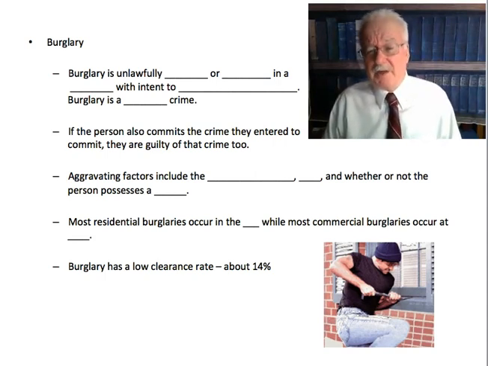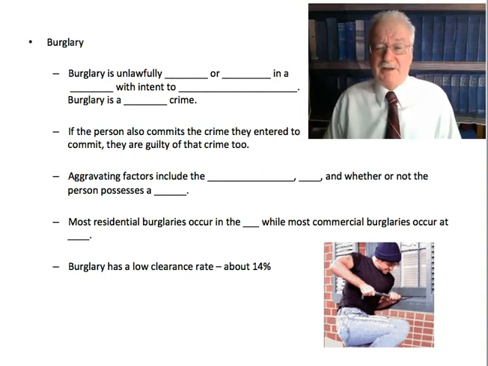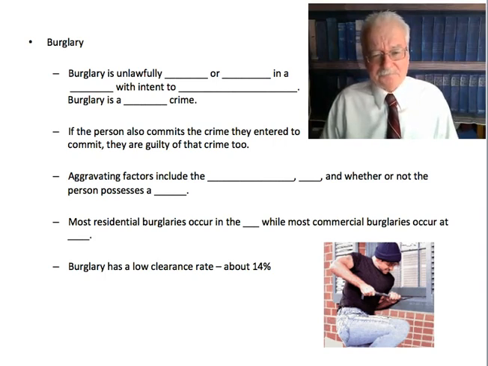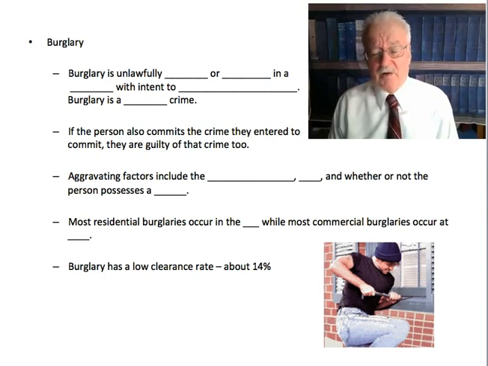If somebody broke into a shed because they wanted to sleep, it was cold outside, they did unlawfully enter a building, but they didn't do it to commit a crime. So it would not be burglary. It would be the less serious crime of criminal trespass. Now, if the person also commits the crime they entered to commit, they're also guilty of that crime. So if I enter a store to steal property and I steal that property, I'm going to be guilty of burglary and possession of stolen property and larceny. And if I did damage to get in, also criminal mischief.